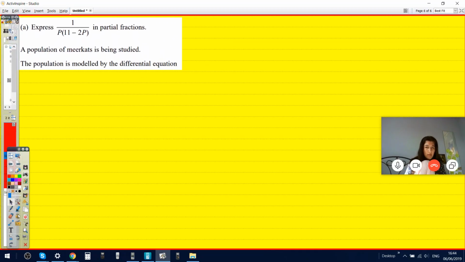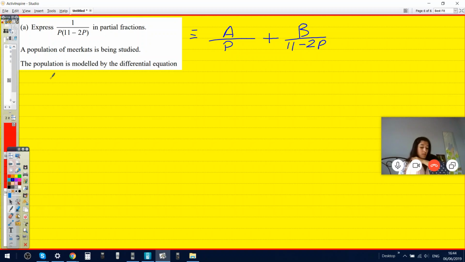So 1 over p(11 minus 2p) is the same as... I believe it would have to be something over p plus something else over the other. Basically, they got a common denominator by multiplying the two together. Oh yeah, so 1 over p(11 minus 2p) is the same as a over p plus b over (11 minus 2p). So 1 equals a(11 minus 2p) plus bp. Right, I can do that then. So then after that, what's the question?